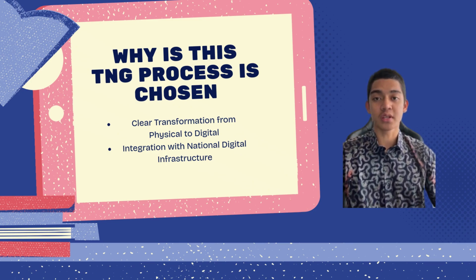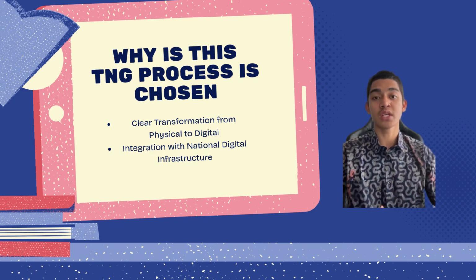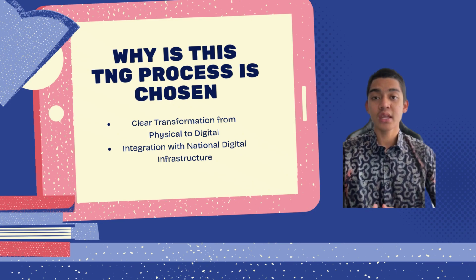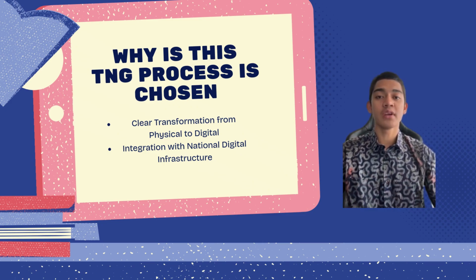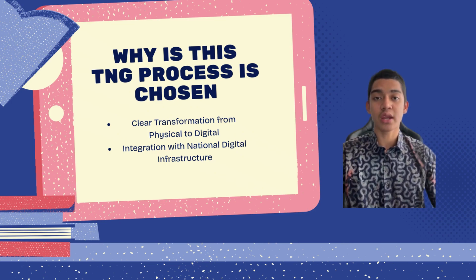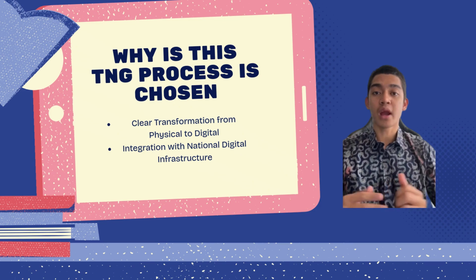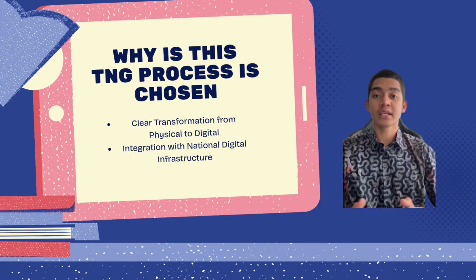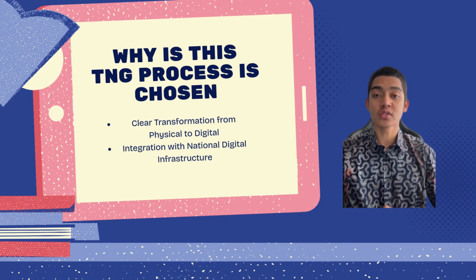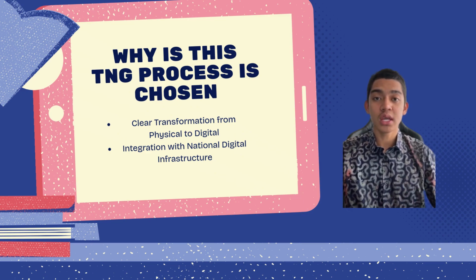Because of these two factors, Touch and Go demonstrates how digital transformation involves technology, process redesign, and ecosystem collaboration. The company's ability to move from a physical system to a digital platform while aligning with national infrastructure makes it a strong and relevant case study for understanding digital transformation. My last word before passing to my other member to continue our presentation, I can say that the Touch and Go process is chosen because it clearly shows how organizations can successfully transform traditional services into digital solutions that meet modern user and ecosystem demands.